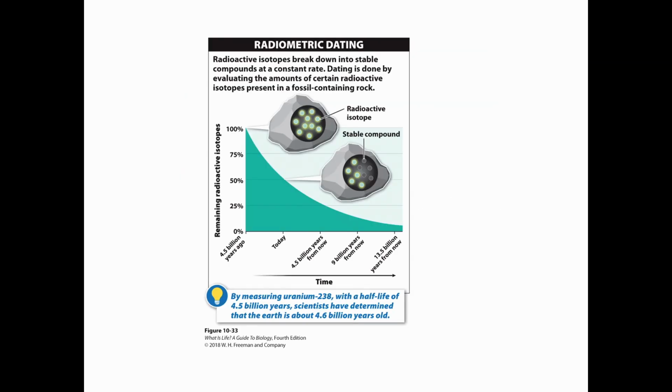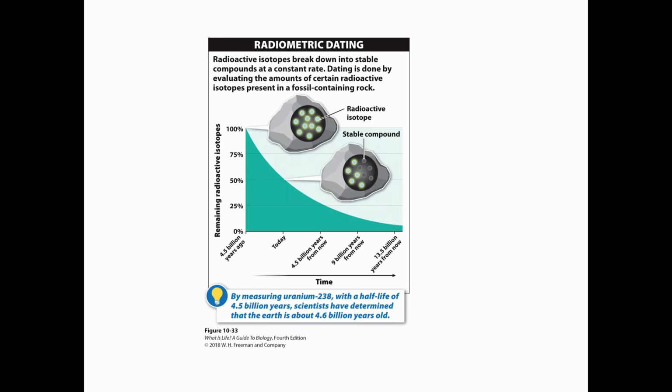So let's look at the radiometric dating. How do we even know what order these fossils go in? Besides where they're found in the rock layers, which can also help, we use radiometric dating. Radiometric dating relies on the use of radioactive isotopes. Radioactive isotopes are elements that basically break down into stable compounds at a very constant rate. So we can measure basically how much is broken down and know the rate of that breakdown.